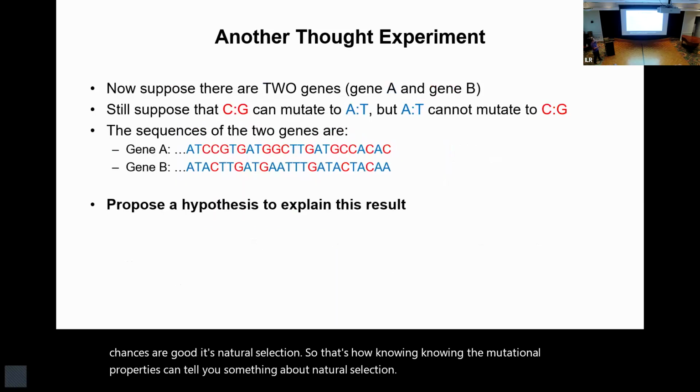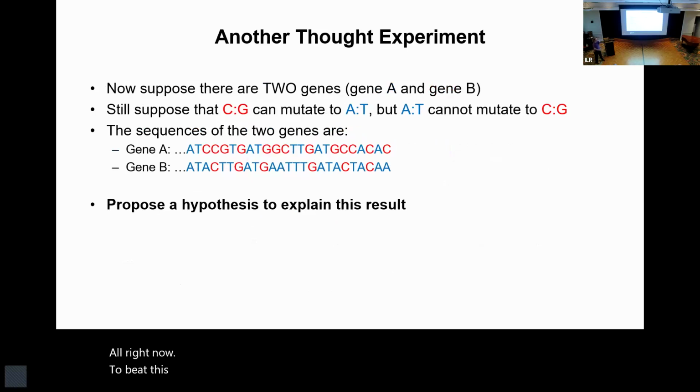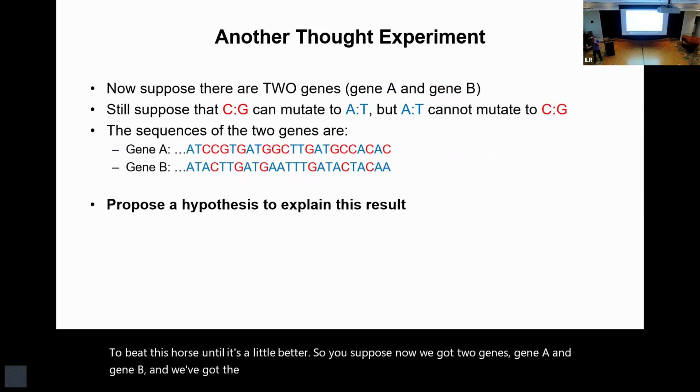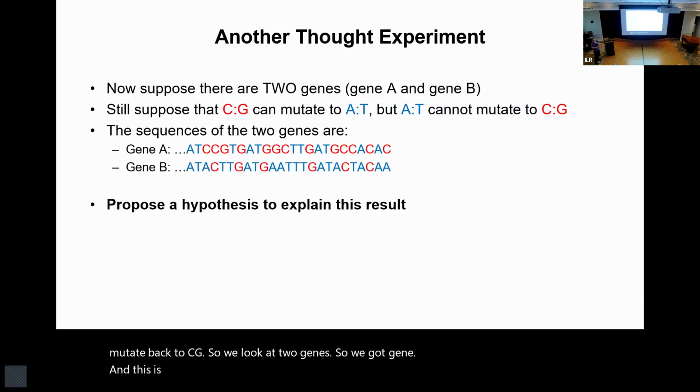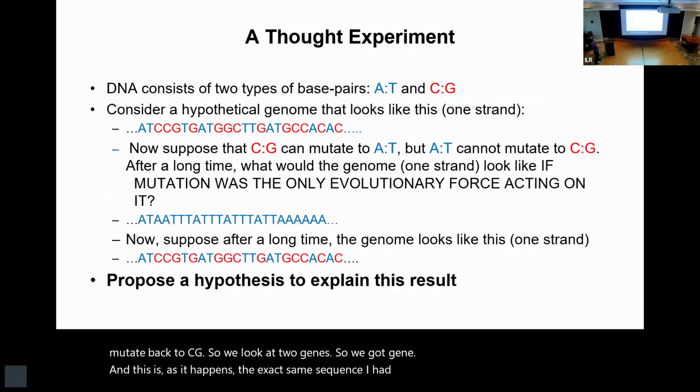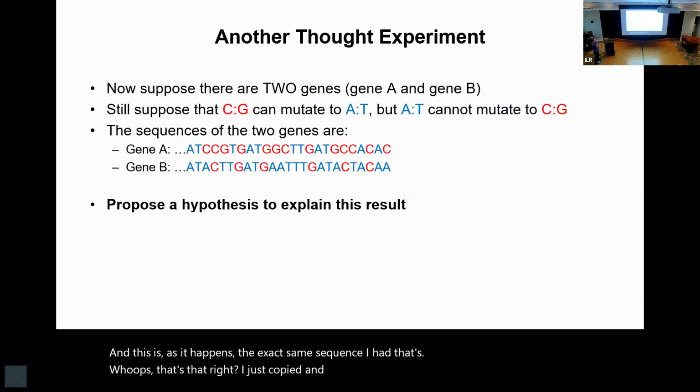Okay. All right. Now, to beat this horse until it's a little deader, suppose now we've got two genes, gene A and gene B, and we've got the same mutational properties. CG can mutate to AT, but AT cannot mutate back to CG. So we look at two genes. Gene A is, as it happens, the exact same sequence I had. I just copied and pasted that. And gene B looks like that.